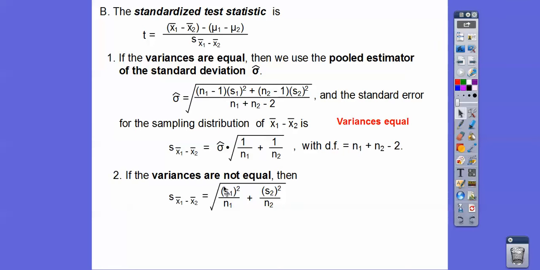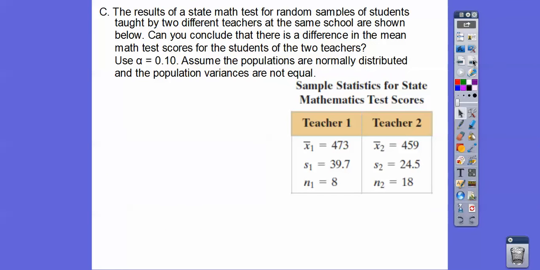And when the variances are unequal, we'll do just this: the first standard deviation squared over its sample size plus the second standard deviation squared over its sample size, and then square root all of that, okay? Then our degrees of freedom is the sample size minus 1, and you take the smaller of the two. This is when the variances are not equal. Okay, so let's try one here.